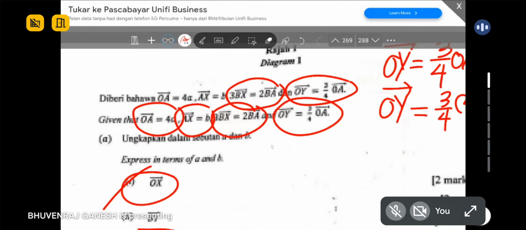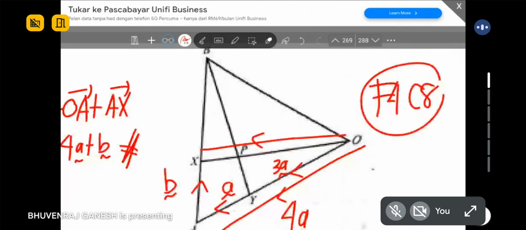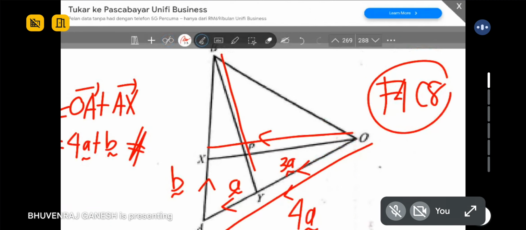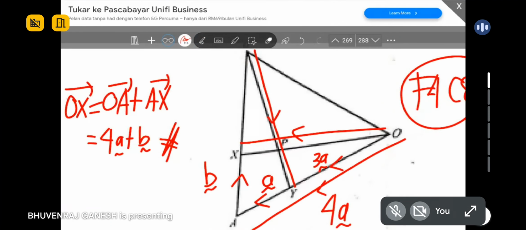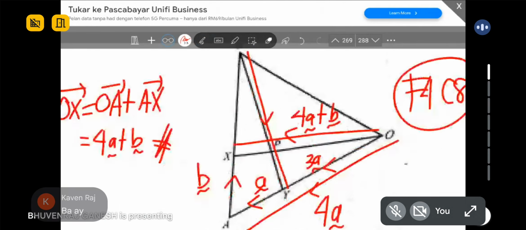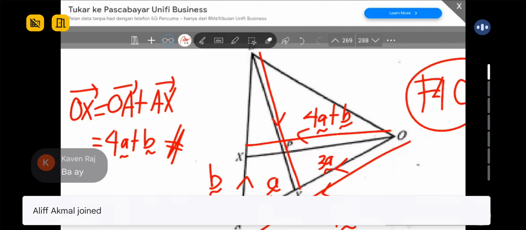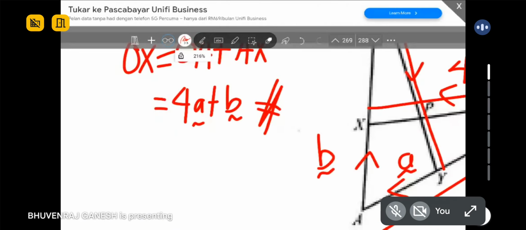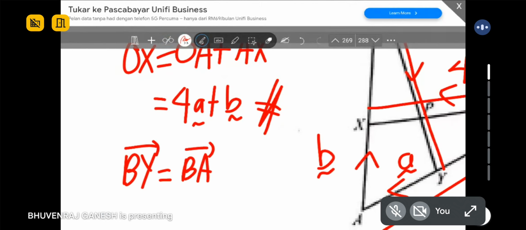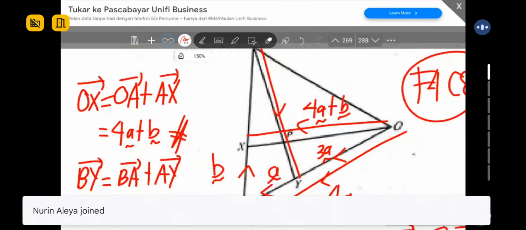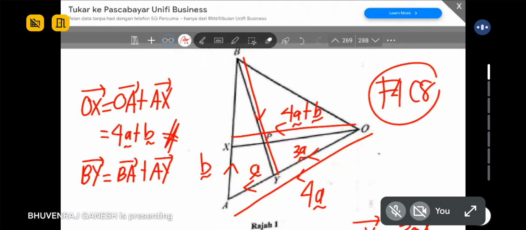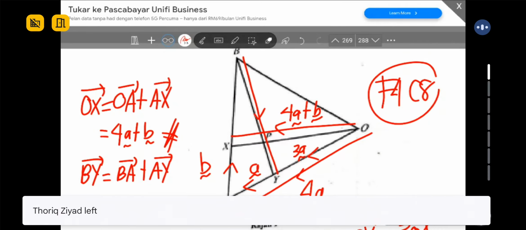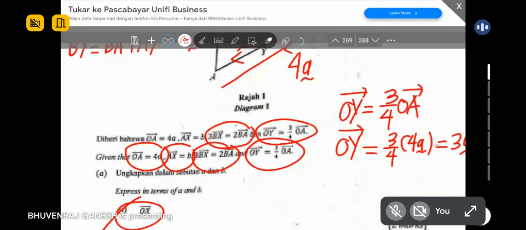BY. How to get BY? Okay, so BY is here. This one. OX you can label as 4A plus B. For BY, you need BA, right? So you can think of it: BY is equal to BA plus AY. Correct? But BA, do we have information, guys? BA, you see carefully, no information, right? AY we have.